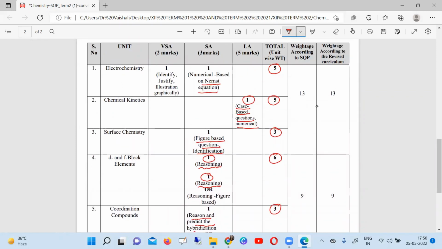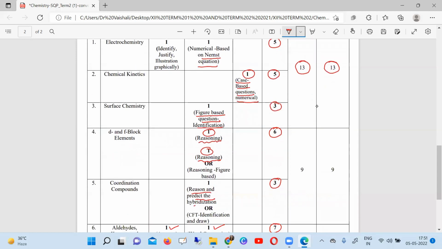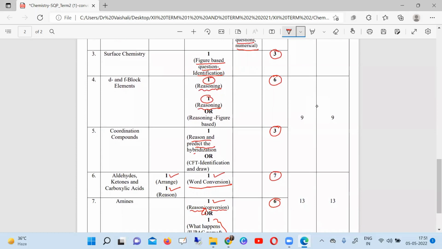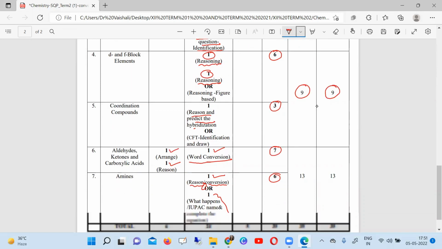So you can see the physical chemistry, that is electrochemistry, chemical kinetics, and surface chemistry. The weightage is 5 plus 5 plus 3, that is, the total weightage of physical chemistry is 13 according to the sample question paper, and according to the revised curriculum, this is also 13. Next, the d block and coordination, the total weightage is 9 according to the sample question paper, and by the curriculum also it is given 9 marks.